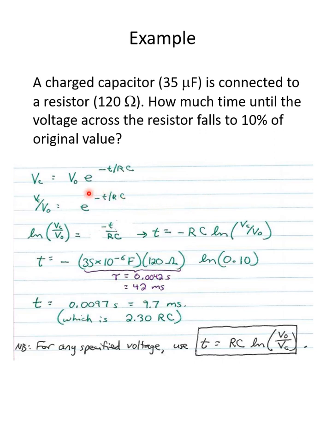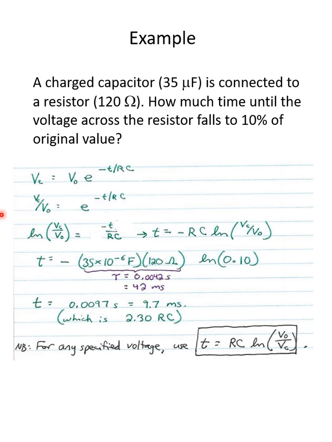So let's get rid of that V naught by dividing both sides by V naught. In the second line, we have an exponential equation, and we want to get inside that exponent, which means we need to turn it into a logarithmic equation. The easiest way to do that is take the natural log of both sides. That gives us on the left natural log of VC over V naught, and on the right, negative t over RC. And we solve that for t.